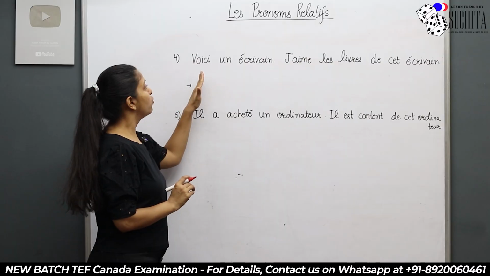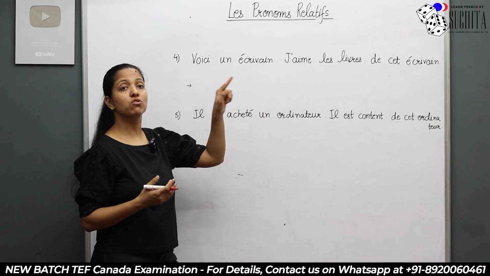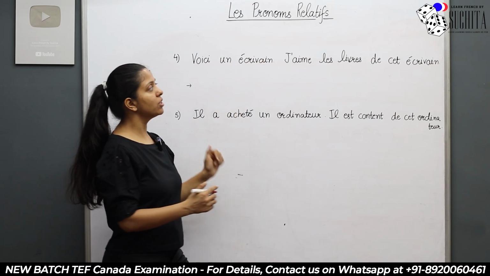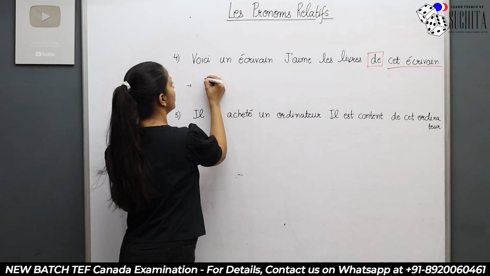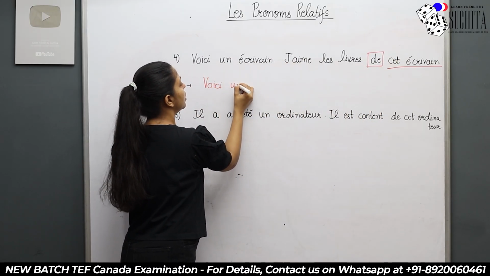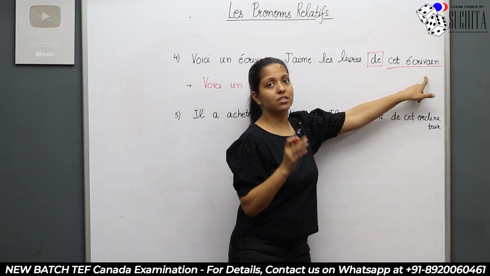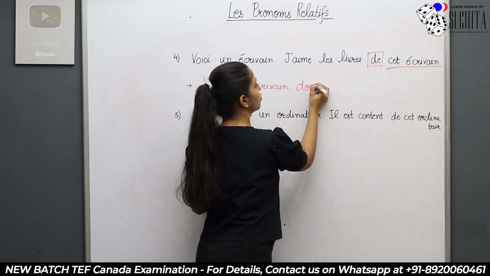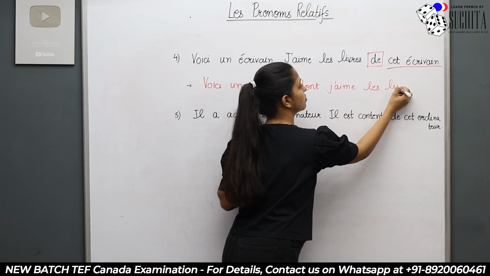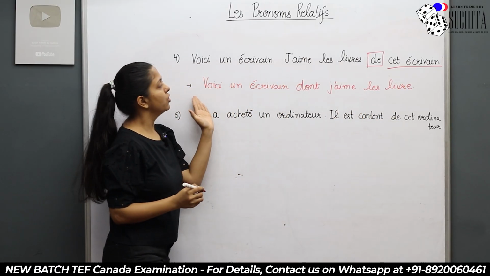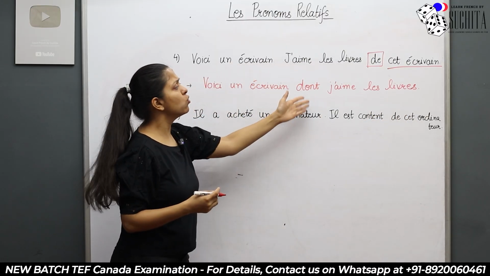The next example, voici un écrivain. Here is a writer. J'aime les livres de cet écrivain. I like the books of this writer. What is the repetition in the second sentence? Cet écrivain. And before that you have the preposition "de". So you will say, voici un écrivain. Here is a writer. Avoid this "de" plus repetition using the relative pronoun dont. Dont j'aime les livres. Here is the writer of whom I like the books. Or I can say whose books I like.